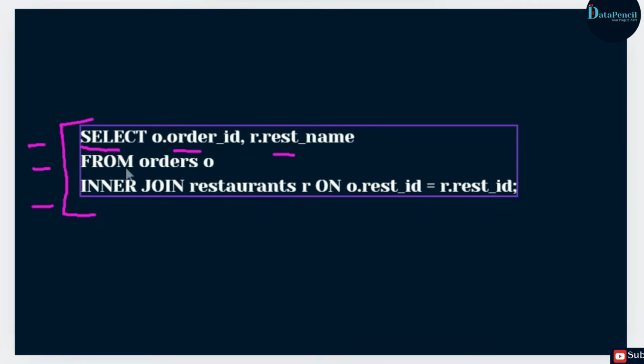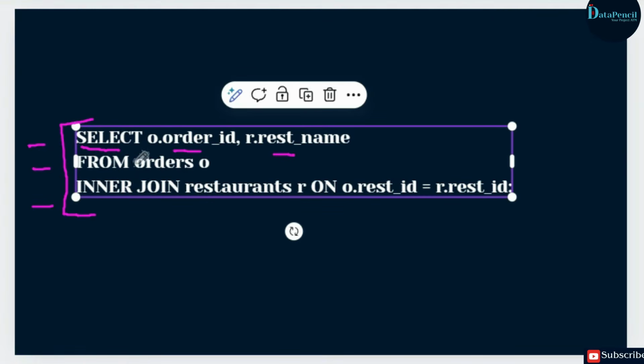So we have to write FROM. Now we have to mention all those tables. So the mentioning of those tables will start from here. We will firstly write orders. Then we will write its alias name O.